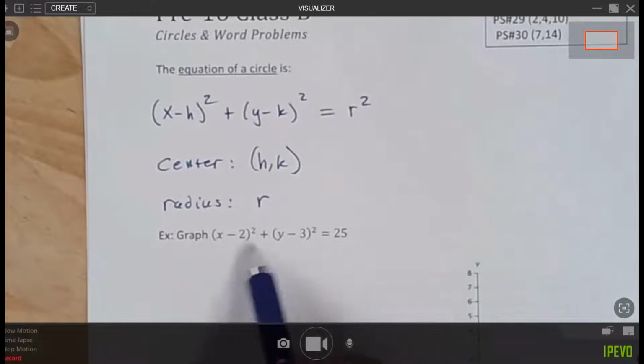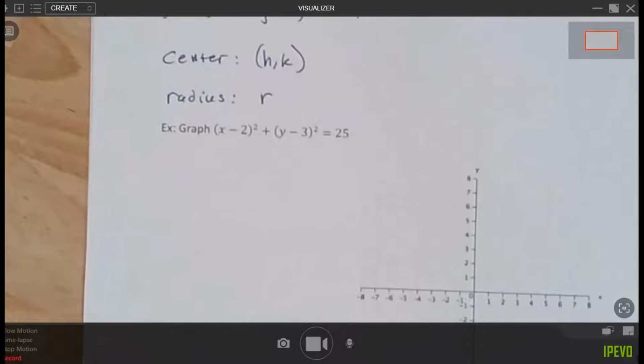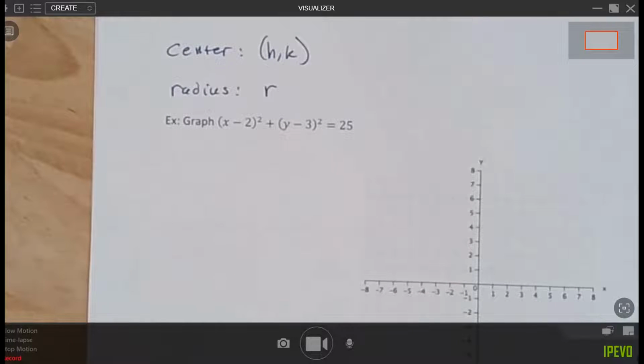So let's look at this next circle here. We want to graph it. And the way we're going to graph the circle is first by identifying the important features of it. I should also mention, just because it is worth mentioning, the center of the circle is actually not part of the circle. The circle is all the points on the circle.